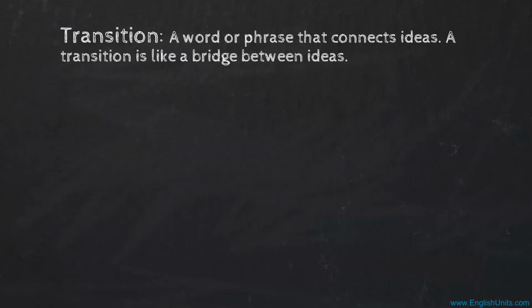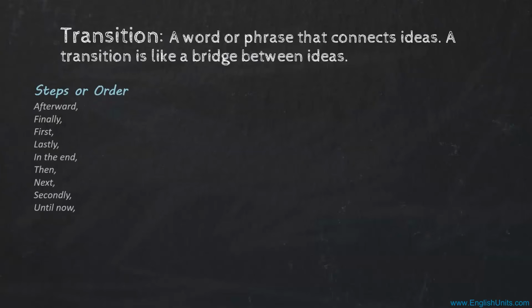We use transitions in several situations. One of them is to show steps or order. Transition words that show steps or order include afterward, finally, first, lastly, in the end, then, next, secondly, and until now. There are many others, but these are a few examples.